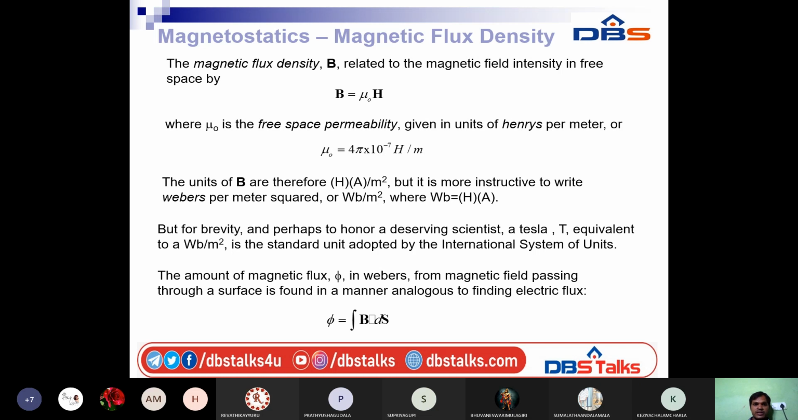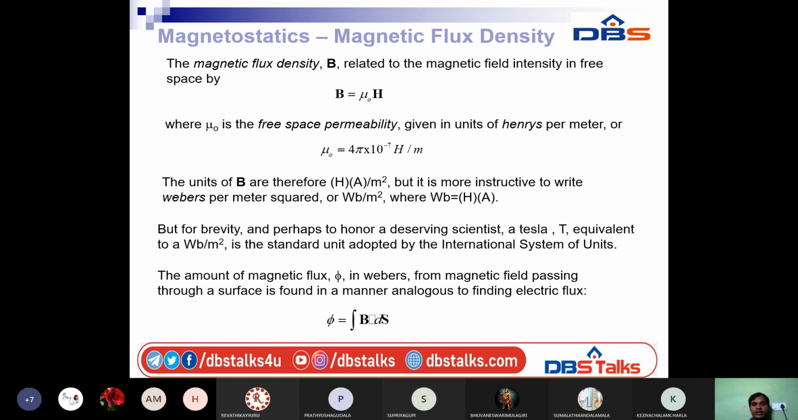Magnetic flux density is related to magnetic field intensity as B equals mu H, where mu is the permeability of the material. The permeability can be split into the relative permeability as well as the free space permeability.